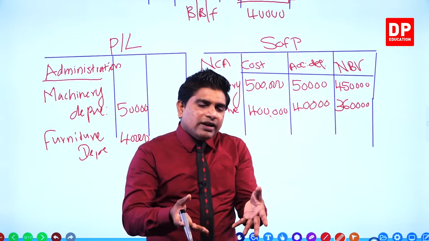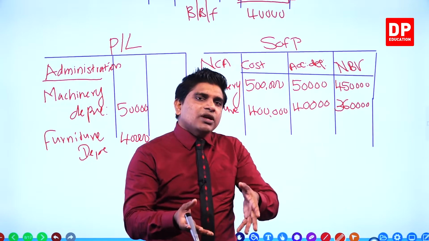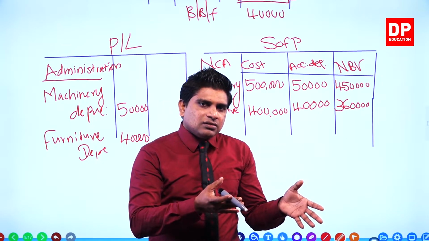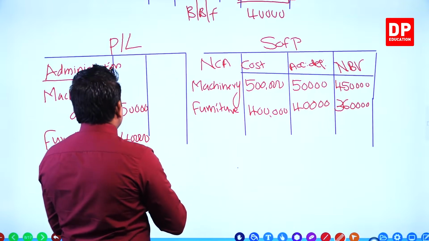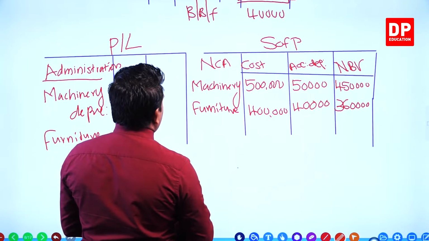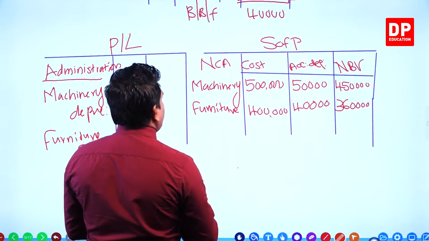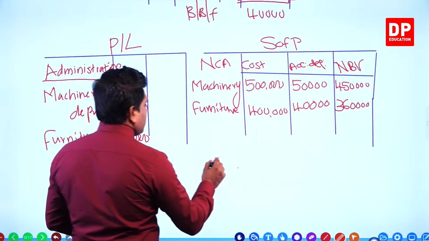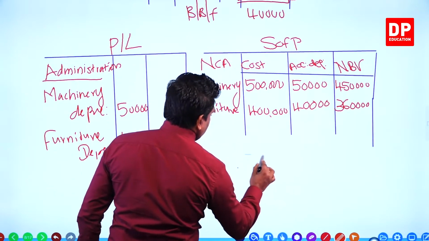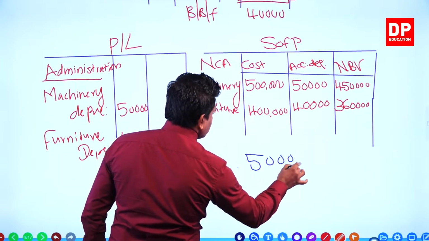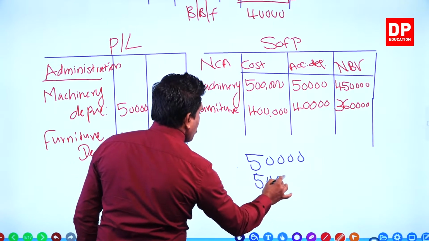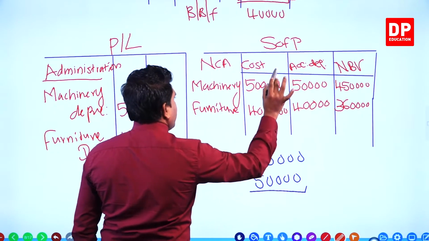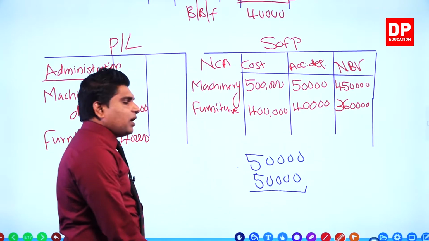When we calculate current year depreciation, that amount is added to the provision for depreciation account balance. You remember, if the question gives the provision for machinery depreciation opening balance as 50,000, and this year also 50,000, now how much is the accumulated depreciation? It is 100,000. Then 500,000 minus 100,000 becomes 400,000.